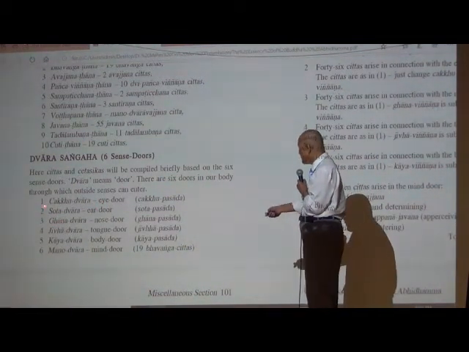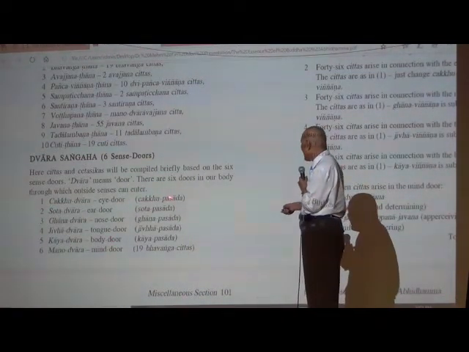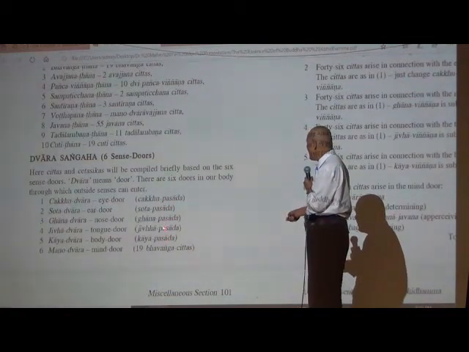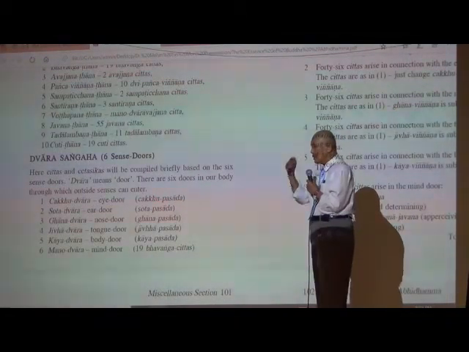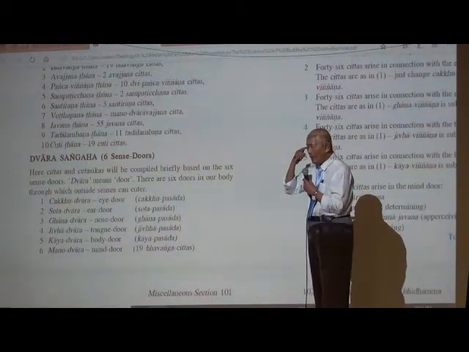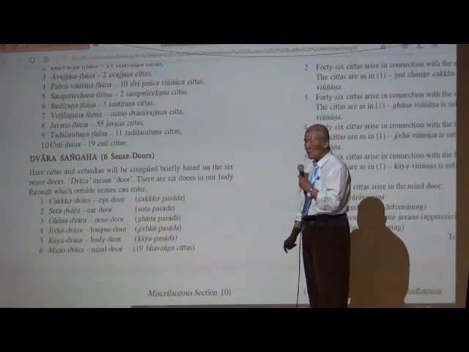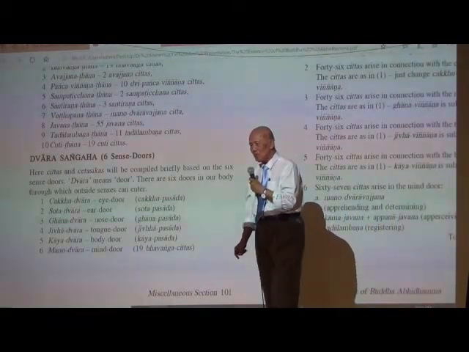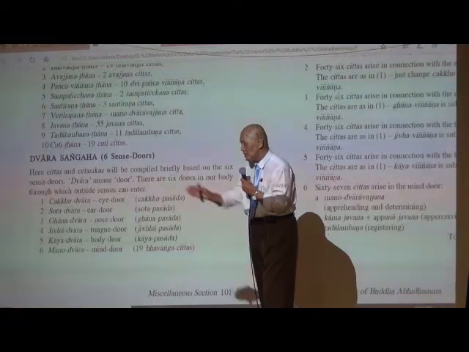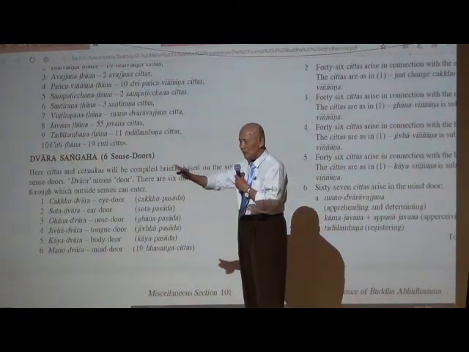And these first five sense doors are performed by these five materialities. We call chakkhu pasada. Pasada is translucent materiality in the eye. So in the eye, there it is translucent materiality. Translucent and transparent are a little different. Transparent is like a glass, you can see through it. Translucent is like milky glass.